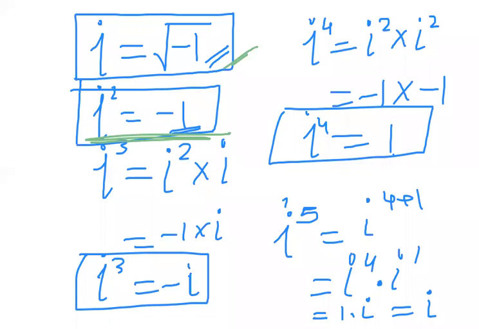If I am talking about i cube, it will be i square into i. And we know that i square value is minus 1. Minus 1 into i will be minus i. So the value of i cube will be minus i. Now, if we need to go for i to the power 4, it will be i square into i square. i square value is minus 1, so minus 1 into minus 1 will be plus 1.